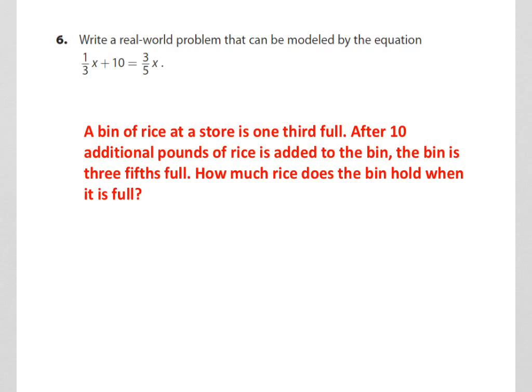So a pretty good scenario. It's not asking us to give an answer of any sort. It's just saying to model what that could look like.